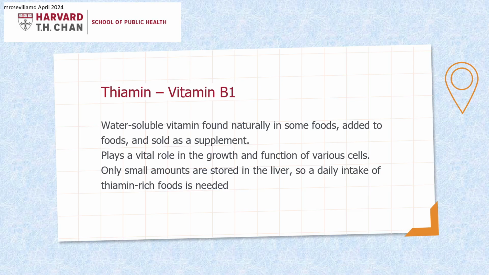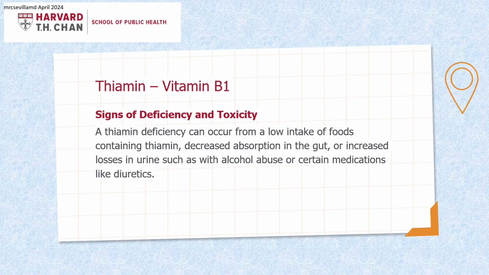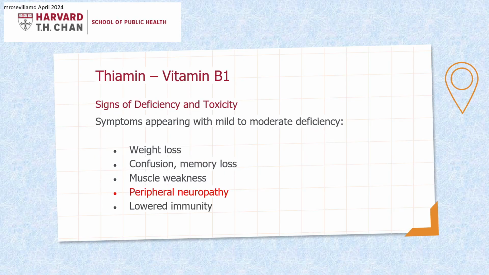First, let's look at thiamine or vitamin B1. Thiamine is a water-soluble vitamin which plays a vital role in the growth and function of various cells. Only small amounts, however, are stored in the liver, so daily intake of thiamine-rich foods is needed. People may develop thiamine deficiency due to poor intake, decreased absorption in the gut, or through increased losses in the urine. In such a situation, the patient with thiamine deficiency experiences weight loss, confusion, memory loss, lowered immunity, weakness, and peripheral neuropathy.